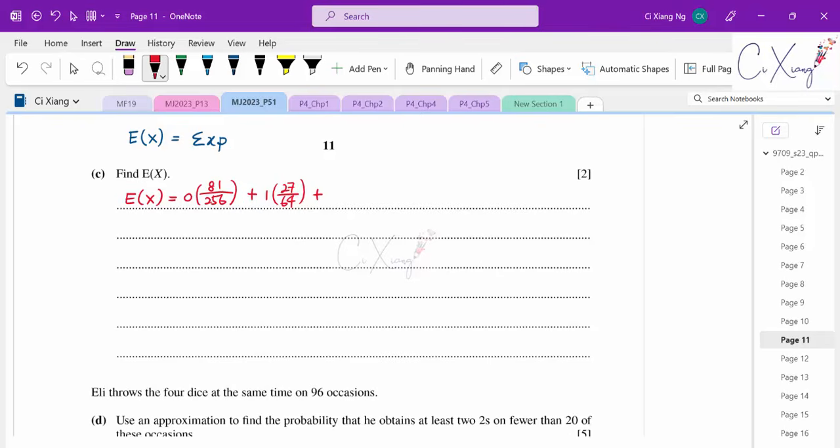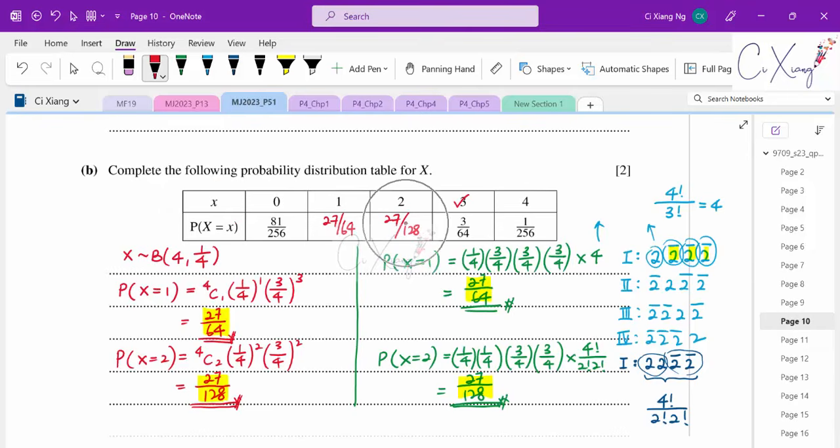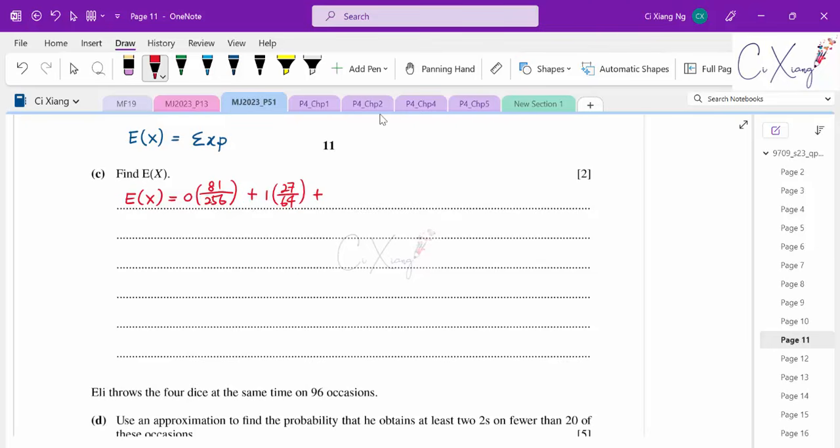I do the same thing for the rest of the values of x. So 2, 27 over 128, and so on. You just observe the table and then write out the formula. Then I have 3 over 64, and then 4, then 1 over 256. Then by pressing the calculator, you'll get the expected value, which equals 1.